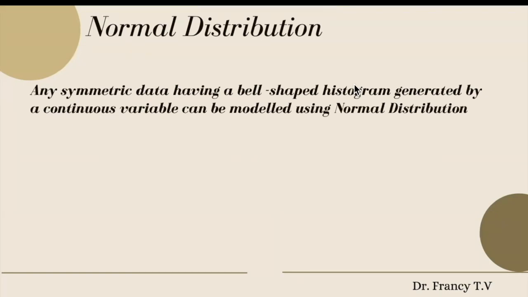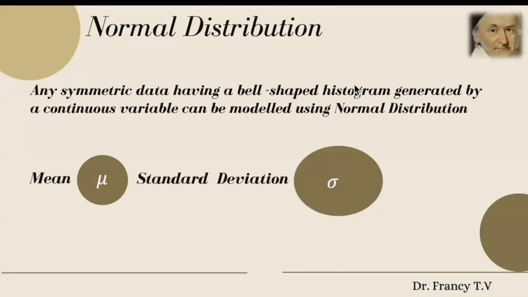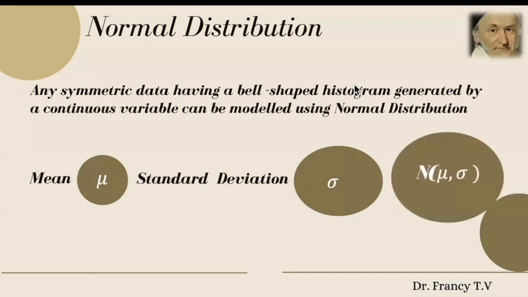Normal distribution is observed in many real-world phenomena in physics, engineering, social science, and business. There are two parameters for the distribution. The first parameter is mean, mu, and the second parameter is the standard deviation, sigma. Hence, the distribution is usually denoted by N(mu, sigma).